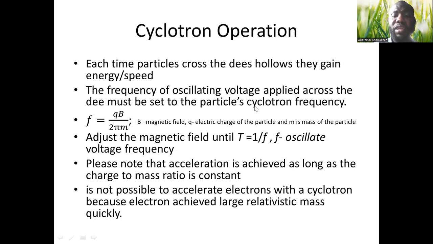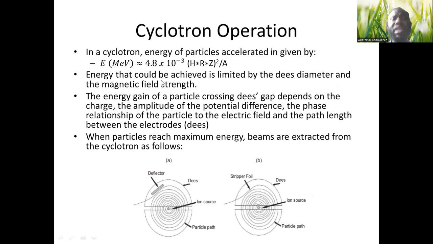So it's not possible to accelerate an electron with the cyclotron, because the electron achieves a larger relativistic mass quickly. The cyclotron energy, the energy of the particle accelerator, is given by this. The energy is affected by the applied electric field, the magnetic field, the radius of orbit, and Z, the atomic number of the particle, divided by the mass number. The energy that could be achieved is limited by the D diameter and the magnetic field strength. So if you want higher energy, we have to go for a high magnetic field, and the D diameter has to be big.